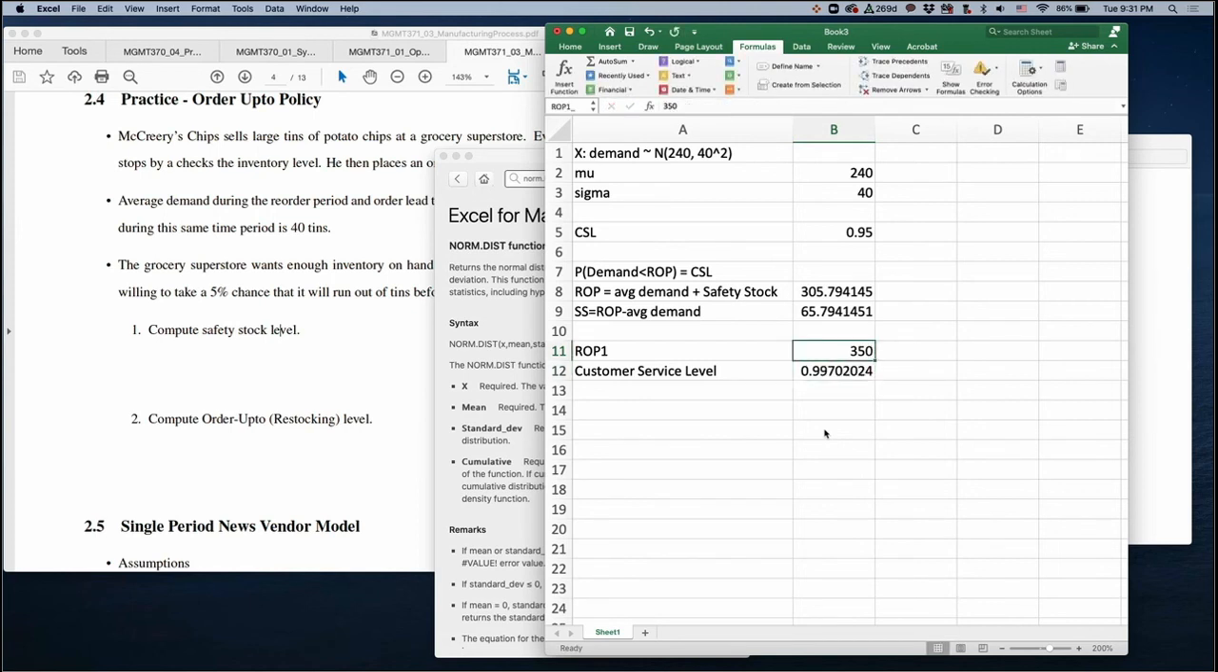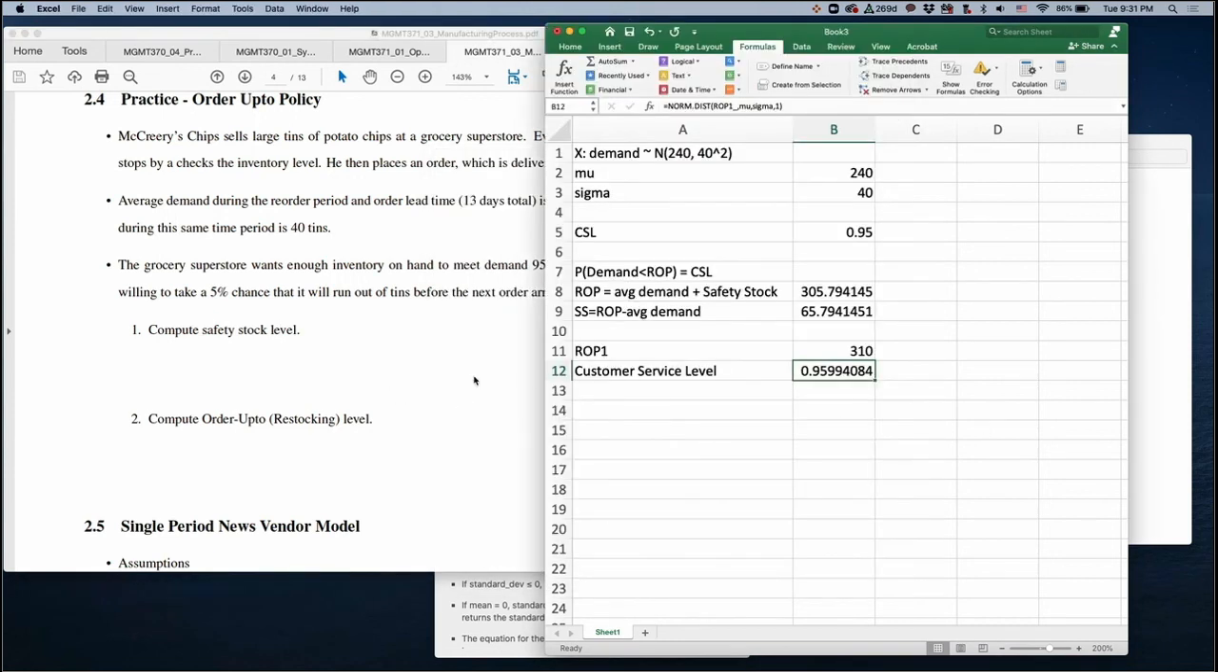So for this kind of problem, you can compute the order up to policy, and you can also compute the safety stock level. In the inverse way, if you have a reorder point, then you can compute the customer service level. When the customer service level is given and you want to compute the ROP, you have to use the NORM.INV function. When the ROP quantity is given and you want to compute the CSL, customer service level, you use the NORM.DIST function.